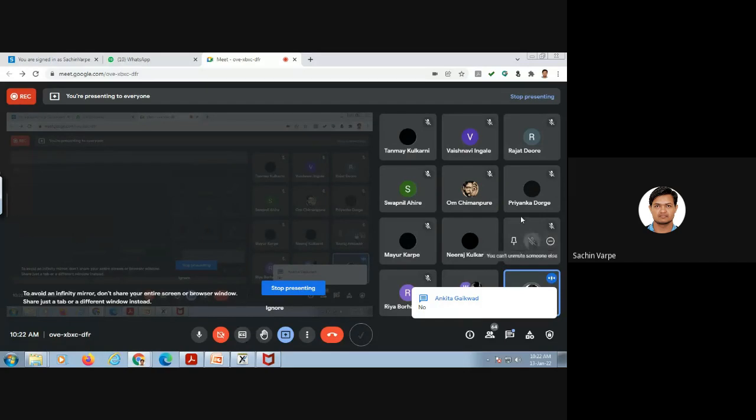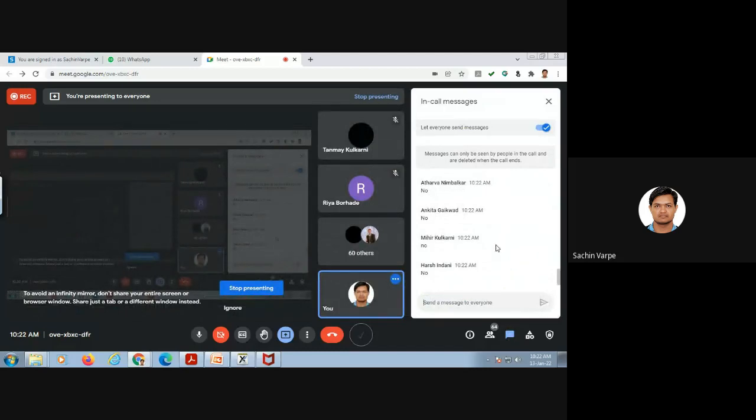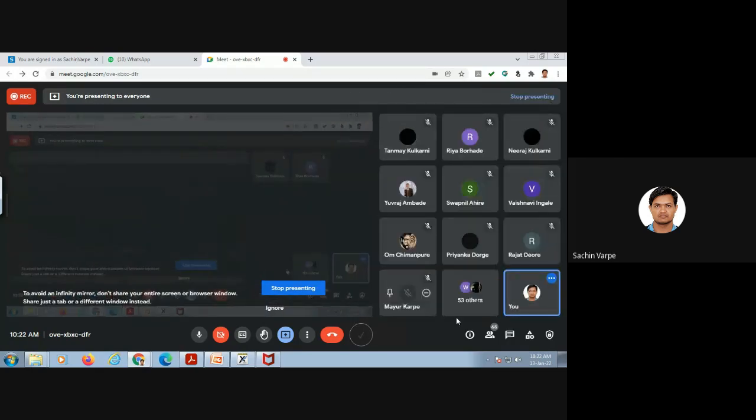Ankita says no. Harsh says no. Mihir says no. Remaining peoples, बाकी के लोग क्या कहते हैं? For the cubic equation, is it possible to have all its roots to be complex? That is my question.